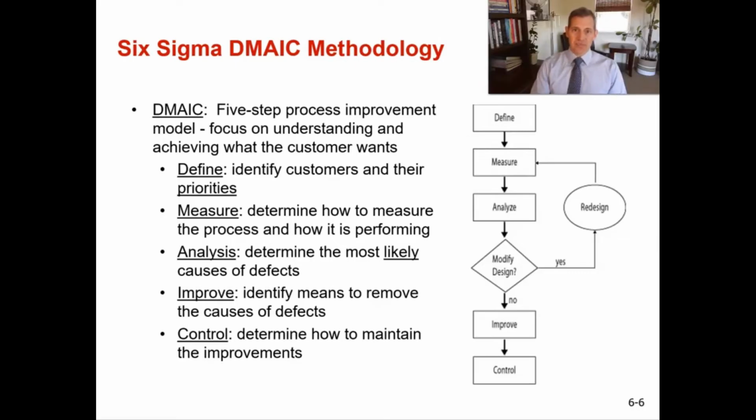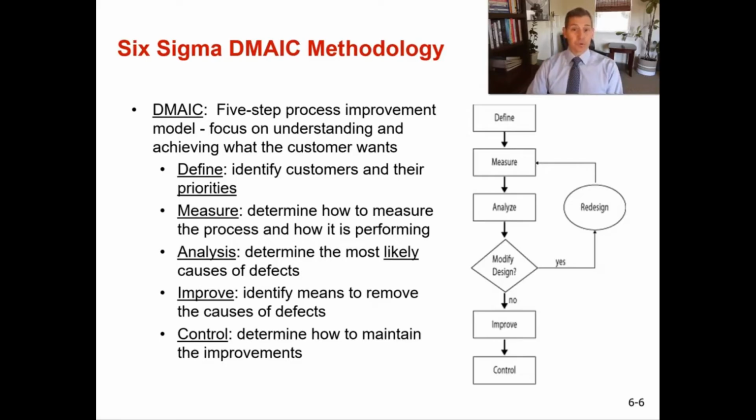Your first step is define: identify what the customer wants and their priorities. Next, you measure. That's determining how to measure the process and how you're going to see if you're performing. Identify key internal processes that influence your critical to quality characteristics and measure your current defects. Next is analyze. You're going to determine the likely causes for all those defects and understand why the defects are generated in the first place, and maybe what are some of the variables that are causing the defects as well.